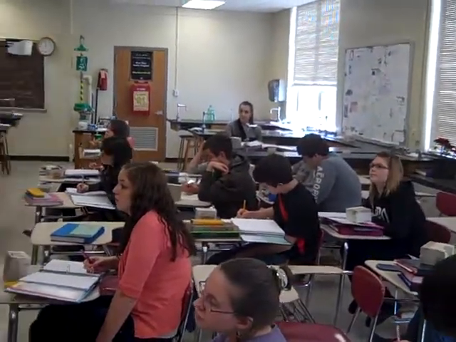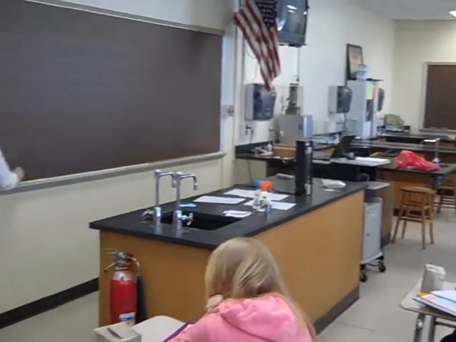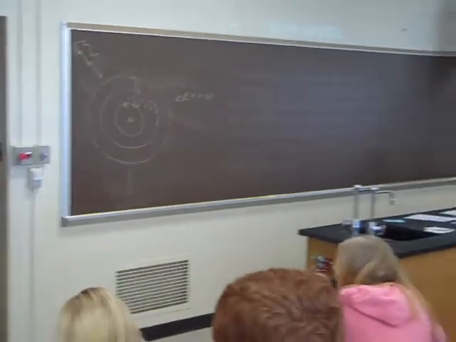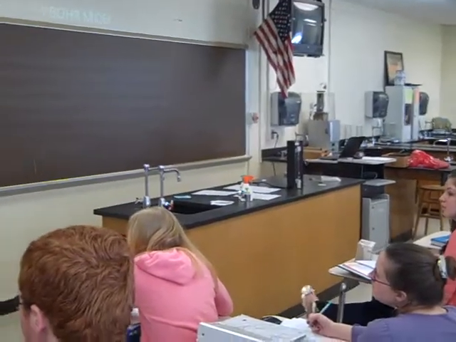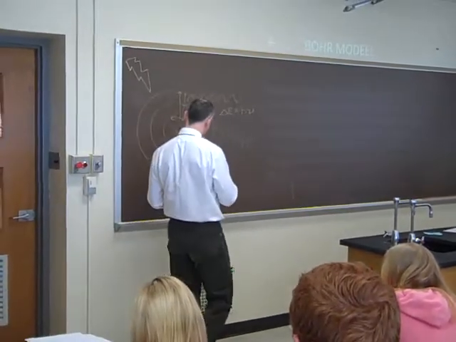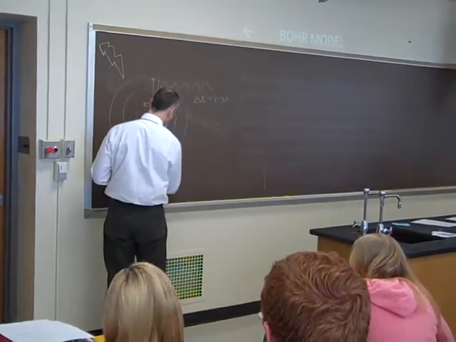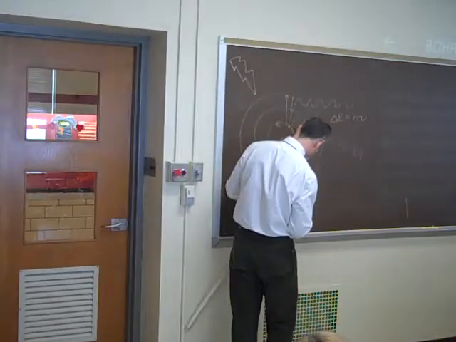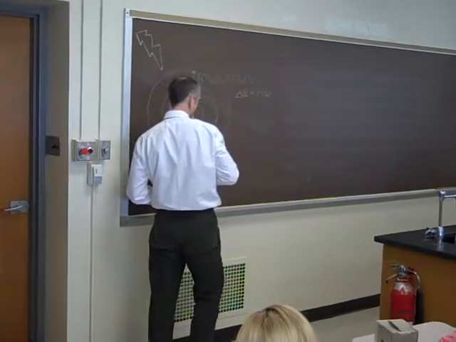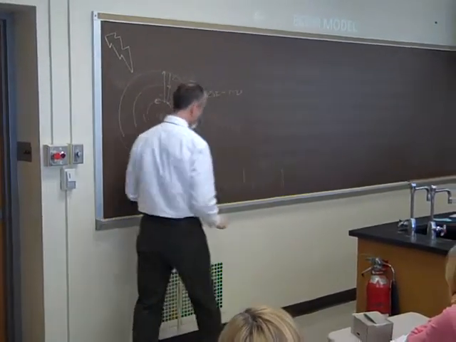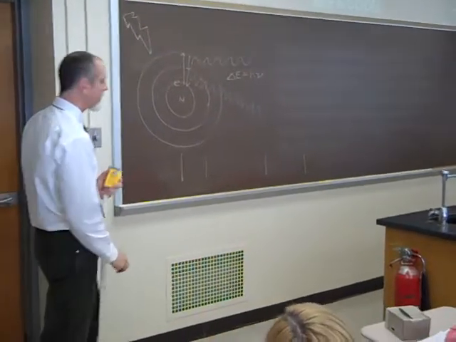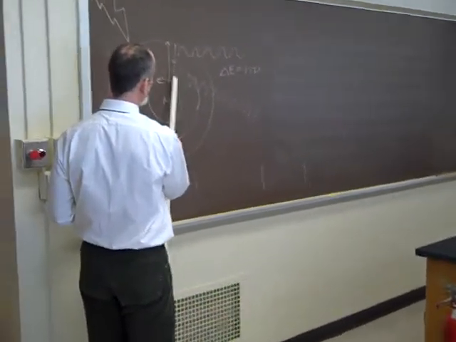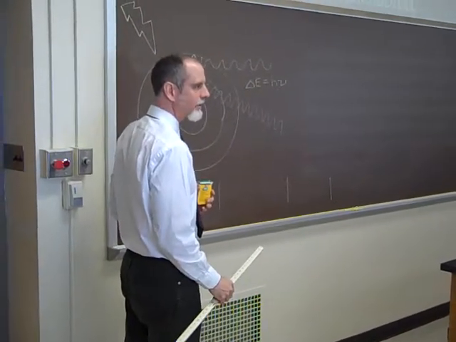So on a bright line spectrum that you just observed, you might see one band of color, and you might see a second. But you don't see anything in between the two colors, because there's no possible way for the electron to be in those locations.